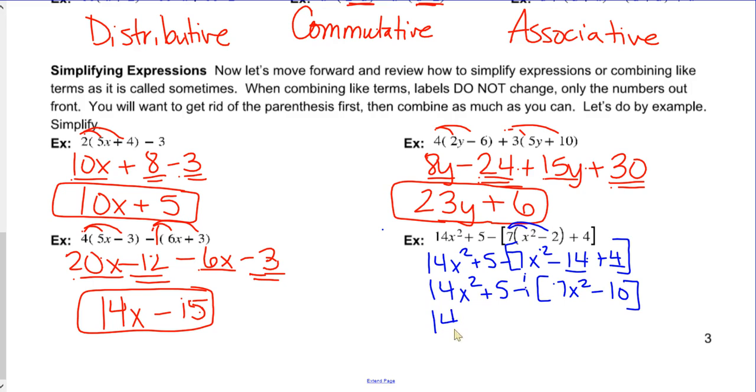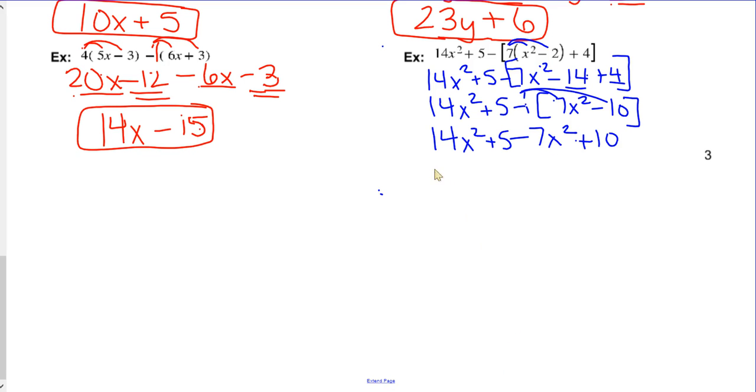Remember, that's kind of like looking at a -1 in front. So I have 14x squared plus 5, and when I have a negative in front and I put it through here, really all it does is change the sign. This one's positive. It becomes a -7x squared. And then I have a negative times a negative becomes a +10. And I'm not finished yet because I need to combine these like terms here and here, and this and that. So 14x squared minus a 7x squared gives me a +7x squared, and a +5 plus 10 is a +15, and that would be my answer.